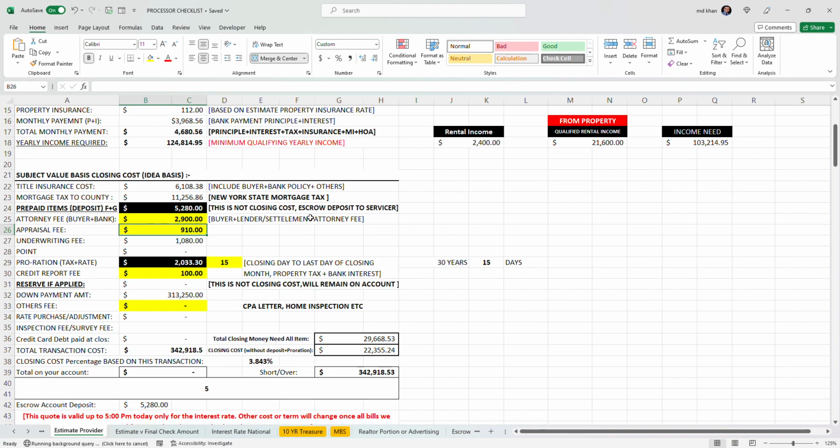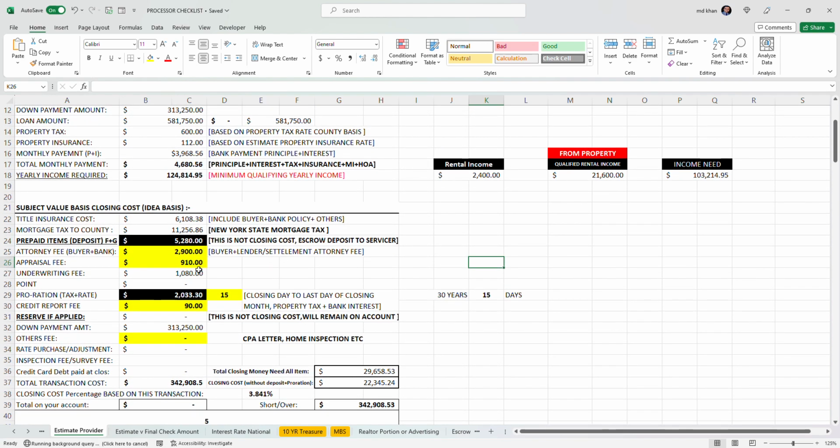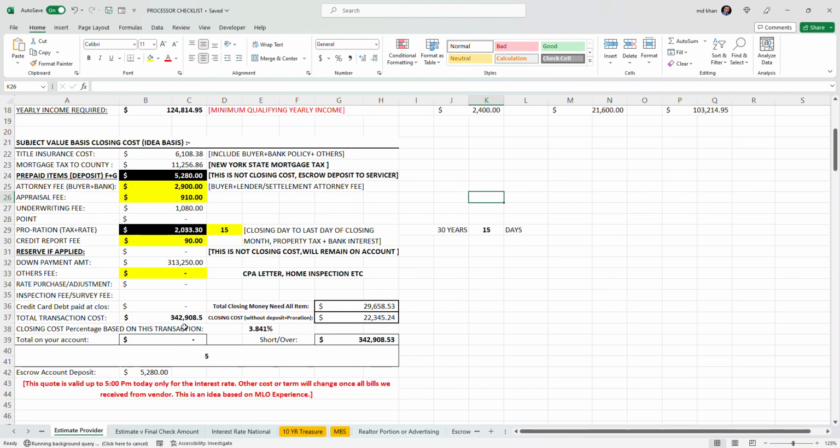Underwriting fee is $1,080. Basically it's $1,055, but I disclose $30 extra here. And the credit report fee, since there are two borrowers, should be $84, but let us disclose a little extra, which is $90. So that's all about the primary closing costs that he needs. He has to pay $342,000 altogether for this deal, and the down payment will be 313. The closing cost will be around 22, and his deposit will be almost $5,000 plus 2, so almost $7,000 is going to the escrow.